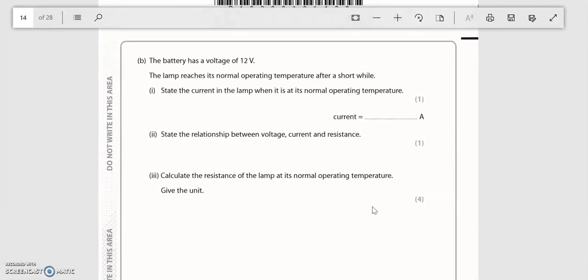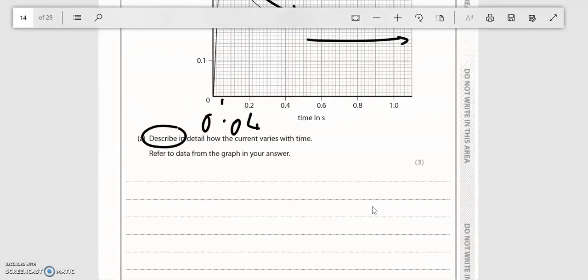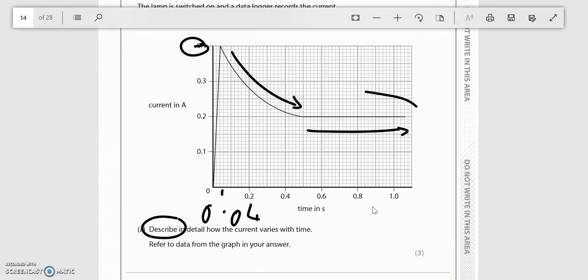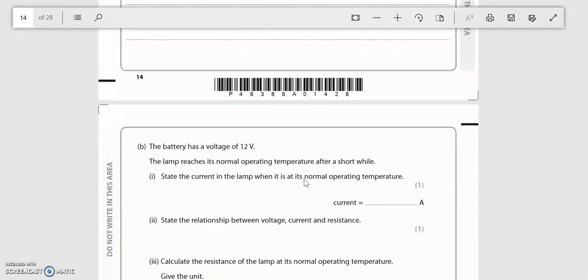Then we get into the calculations. So the lamp reaches its normal operating temperature after a short while. From the graph, that must be happening here. So that's its normal operating temperature. And you know that because the current isn't changing anymore. So it says state the current in the lamp. You read that off the graph and it is 0.2 amps.